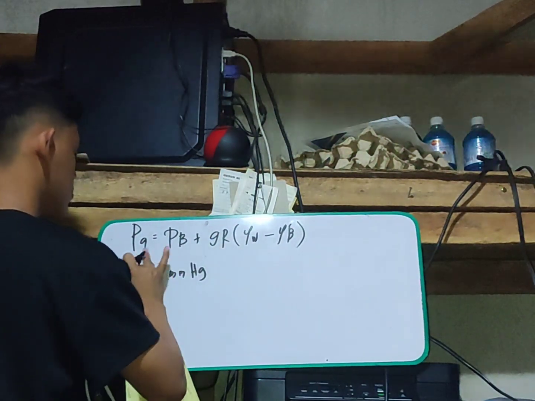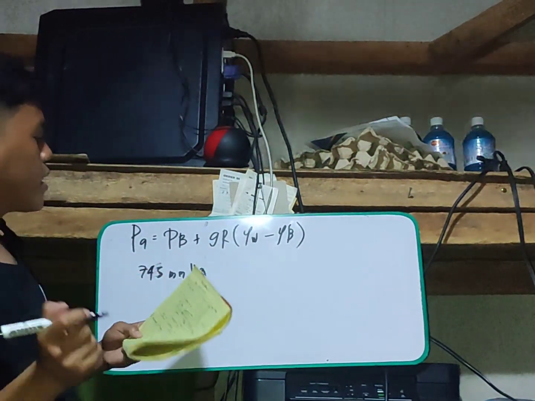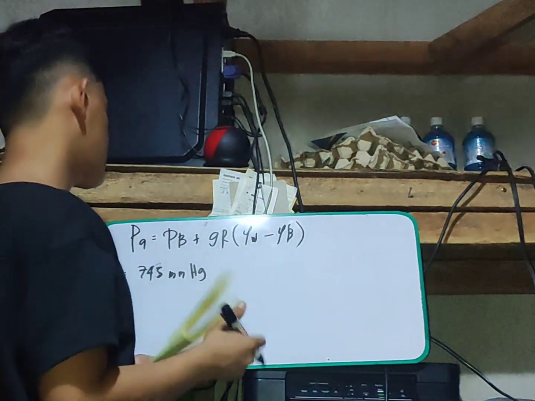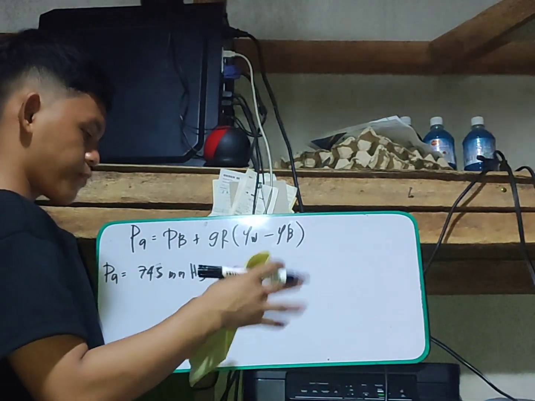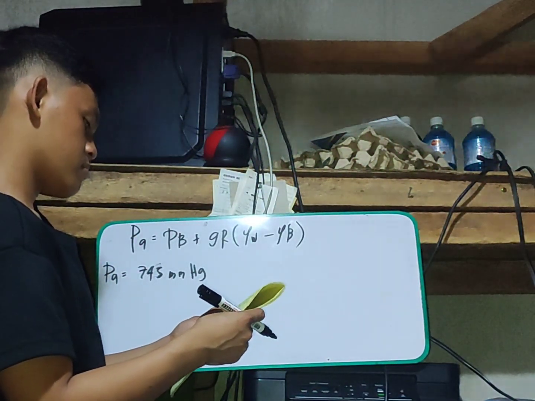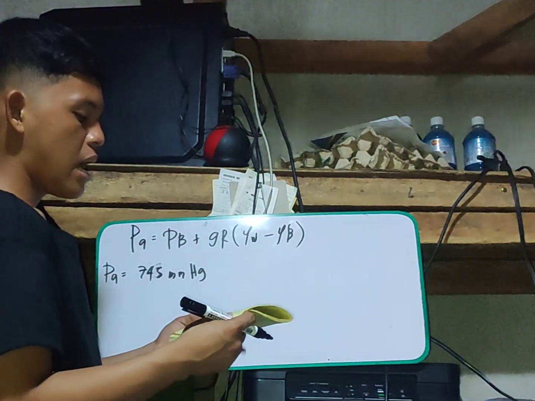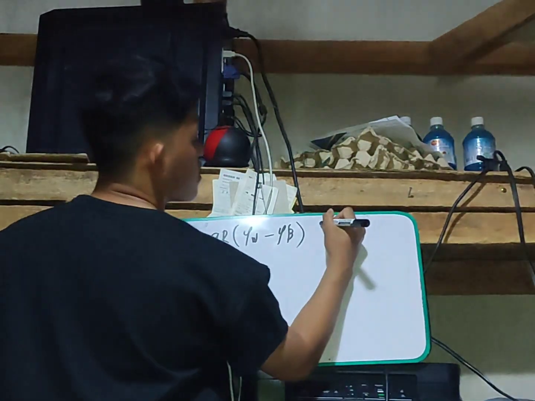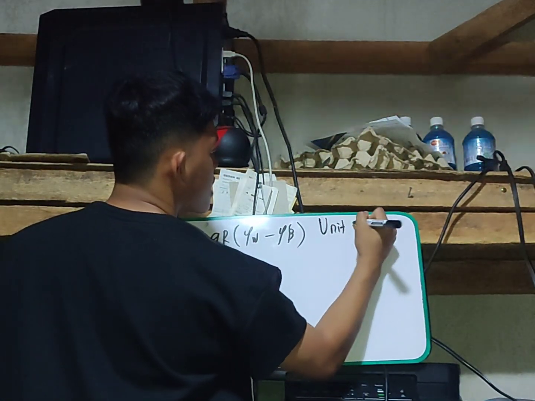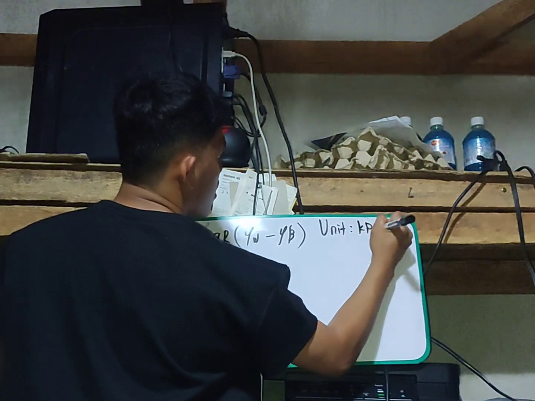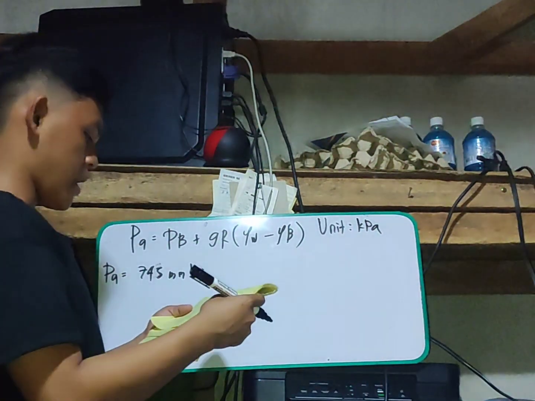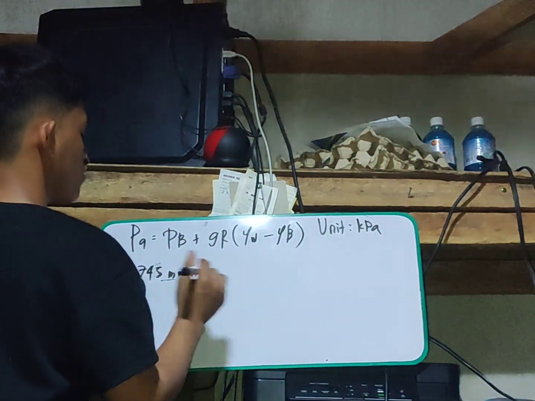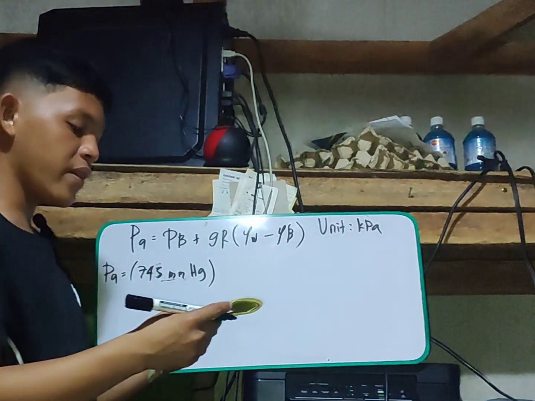Okay, guys. As you can see, unit natin guys, huwag niyong kakalimutan, yung unit natin is kilopascal. So, dahil kilopascal, kailangan natin i-convert ang ating B pressure. So, paano natin siya i-convert?